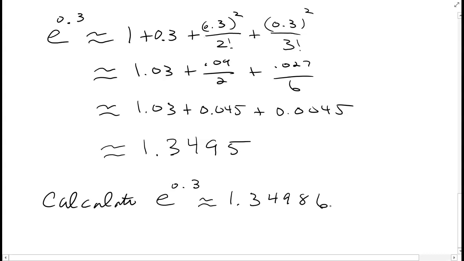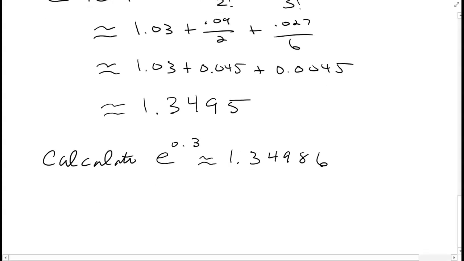This was 0.34986. Okay. 0.3495. Clearly, if I continued adding terms, I would get closer and closer to the actual calculated value.